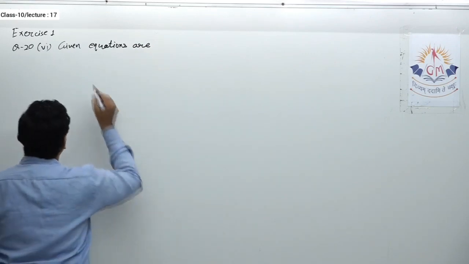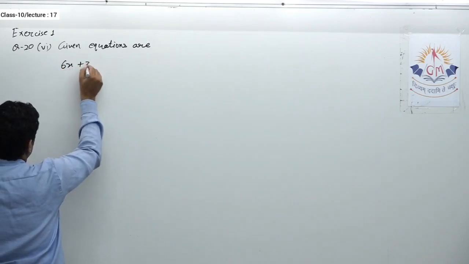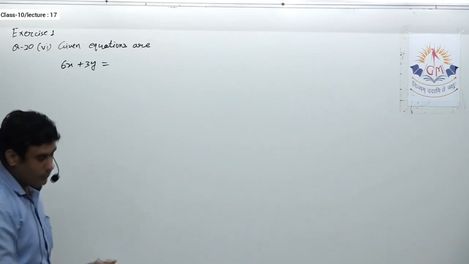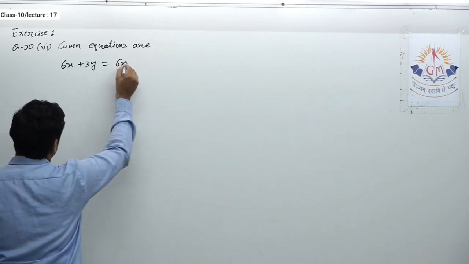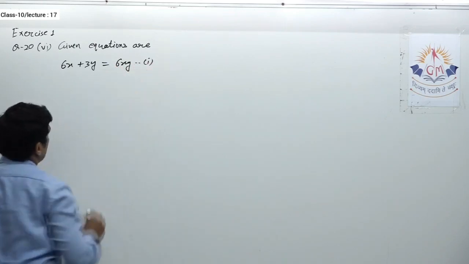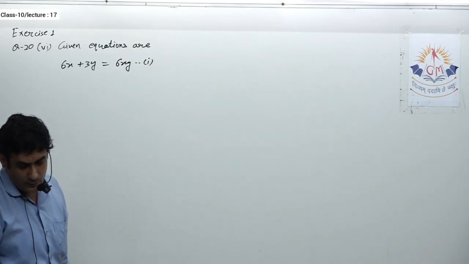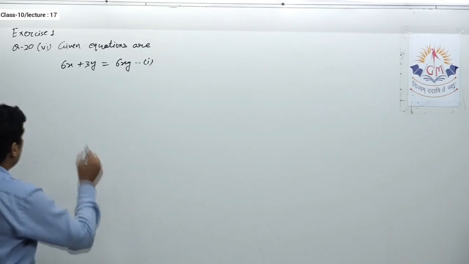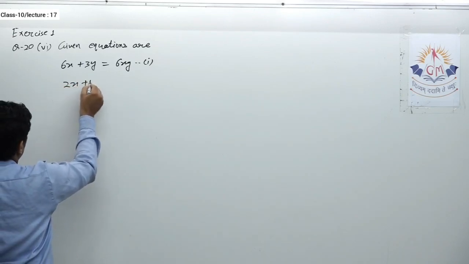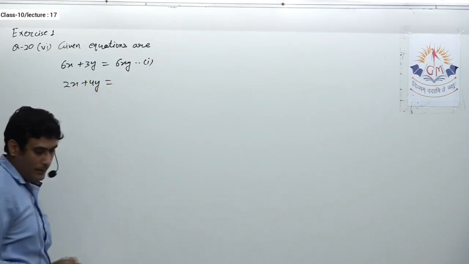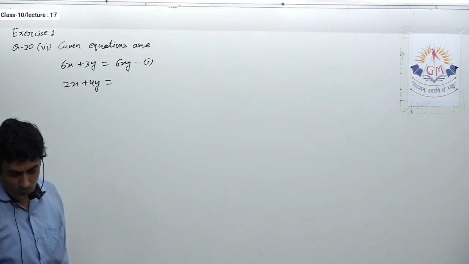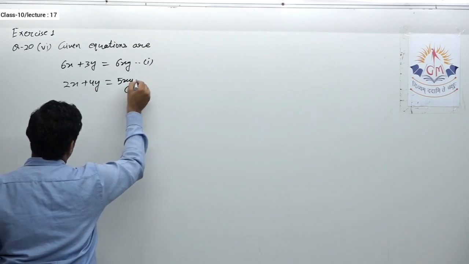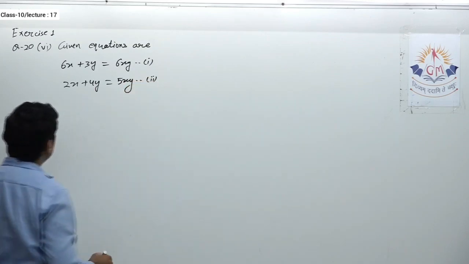6x plus 3y is equal to 6xy. Let this be equation number 1. Now equation number 2 is 2x plus 4y is equal to 5xy. This is equation number 2.